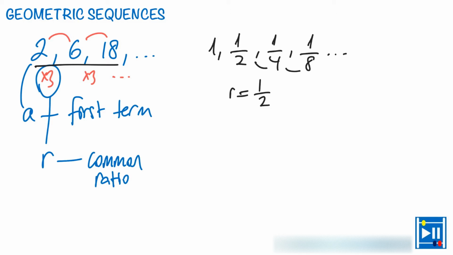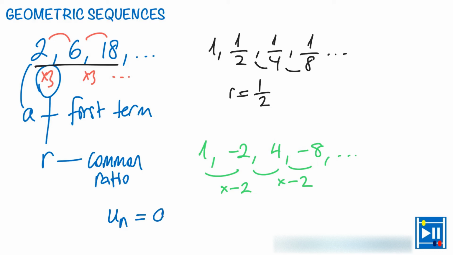Or it could be alternating, like 1, negative 2, 4, negative 8, and so on, because my common ratio is negative 2. So I multiply by negative 2 each time I want to get the next term. Like the arithmetic sequences, we have a formula for the nth term, which will be a times the common ratio to the power of n minus 1.